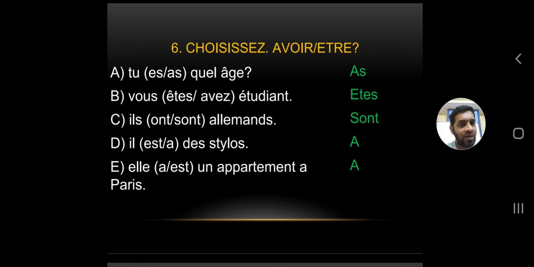Ils sont allemands. So we'll be using the verb être again because it's a nationality we are talking about. Ils sont allemands. So the last before one, il a des stylos. So des stylos, some pens. It's actually a possession, so we better use the verb avoir. Okay, so he has some pens. Il a des stylos. Elle dash un appartement à Paris. Elle a un appartement à Paris, the same way like the last before one. So here it's a possession, so we use the verb avoir. She has an apartment in Paris.